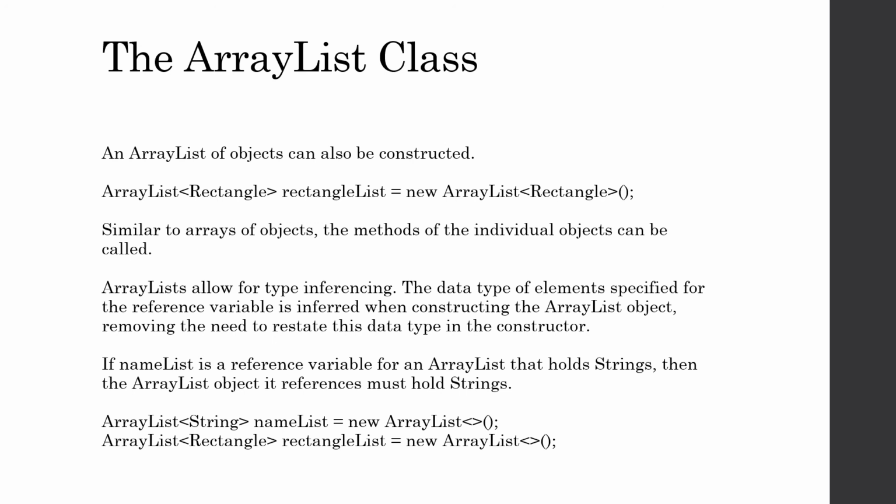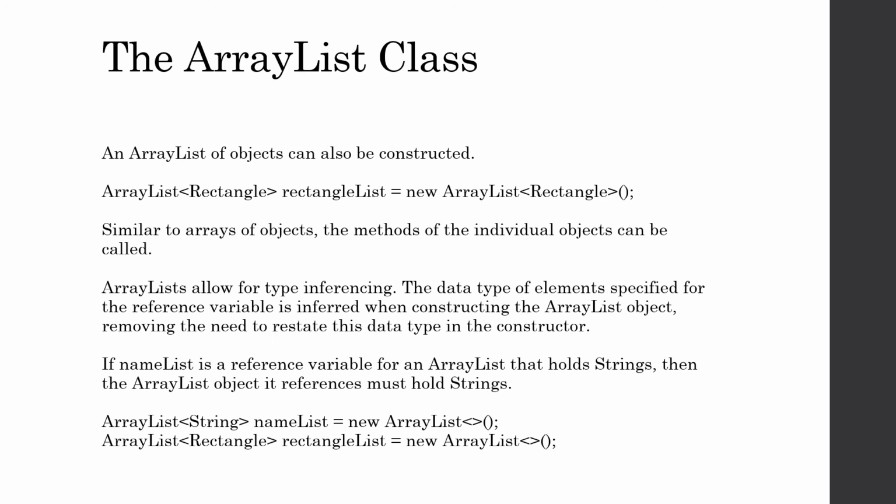Instead, you could have something like what we have right here. So if namelist is a reference variable for an array list that holds strings, then the array list object it references must hold strings. That part essentially becomes obvious at that point. So essentially you just remove the data type from the constructor portion of it. What you end up with is what is referred to as the diamond operator. Essentially you just have a pair of these angular brackets, so putting them together like that, it forms something that looks like the diamond shape. So that's where you get the name diamond operator from.